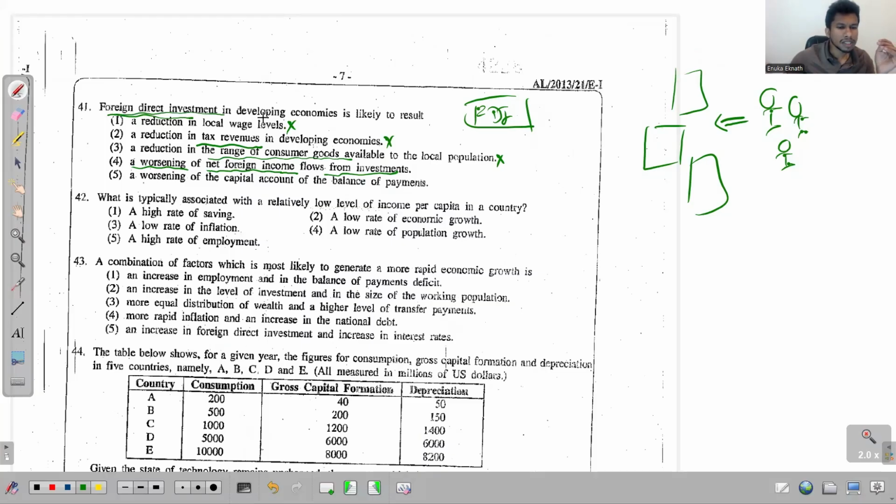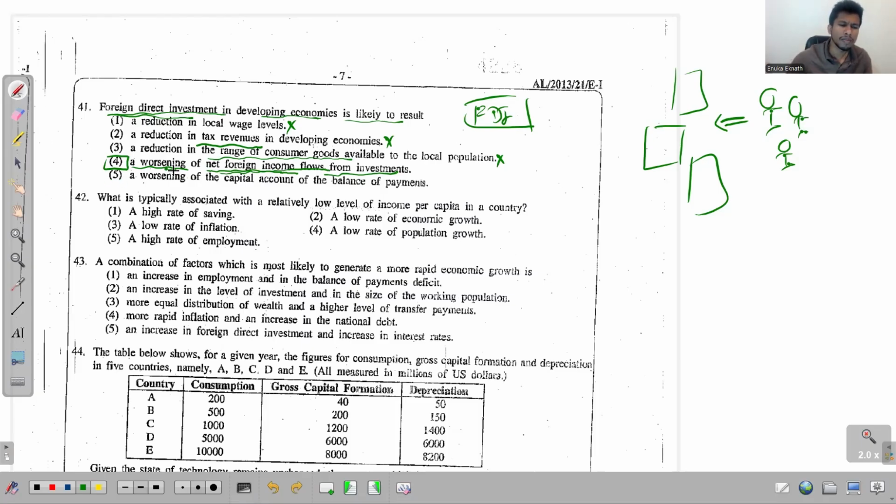Foreign direct investment in developing countries is likely to result in a worsening of net foreign income flows from investment. Because those investors take away dividends and interest, that value will be negative. Net foreign income will be negative.